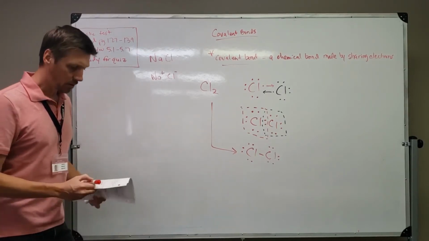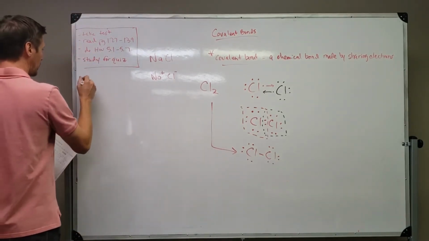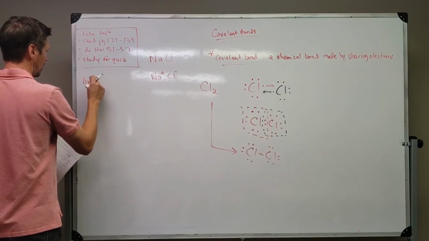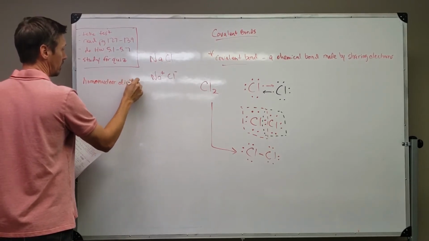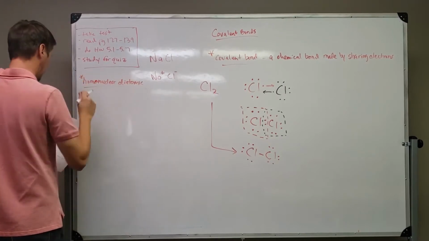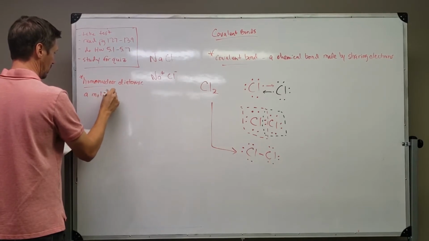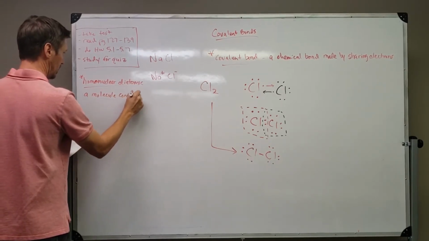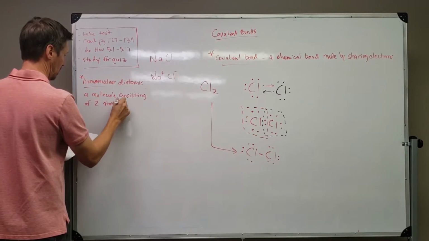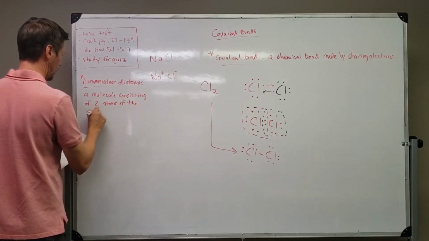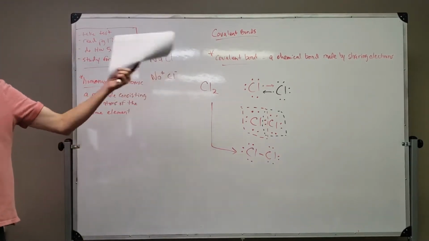So Cl, this molecule right here, Cl2, we call this a homonuclear diatomic. And a homonuclear diatomic is a molecule consisting of 2 atoms of the same element. So 2 chlorine atoms bound together with this covalent bond.